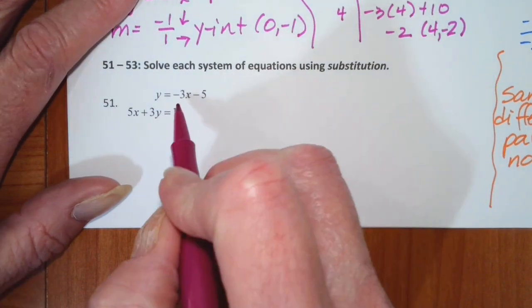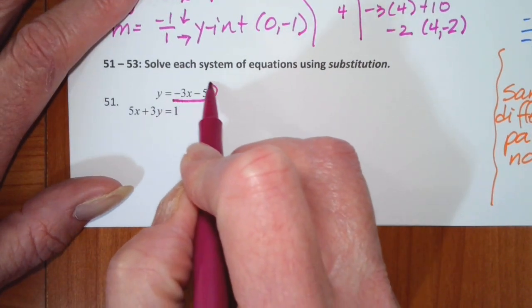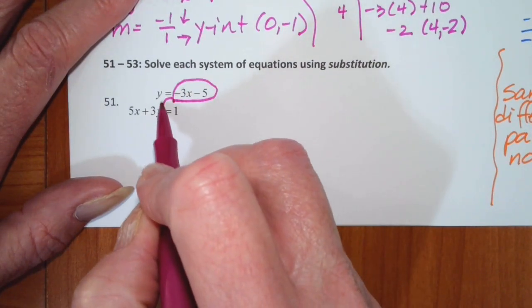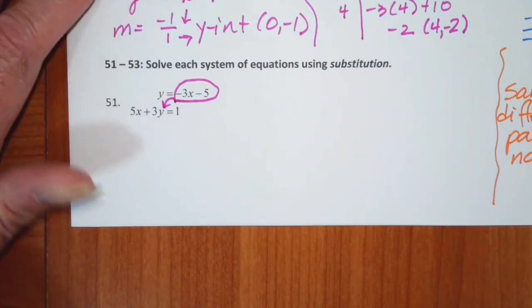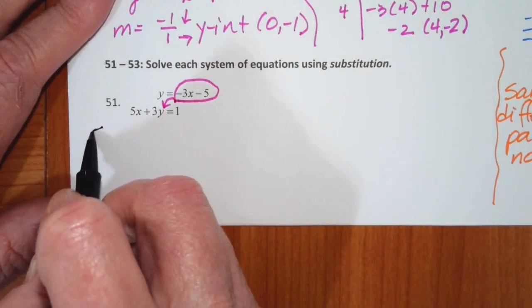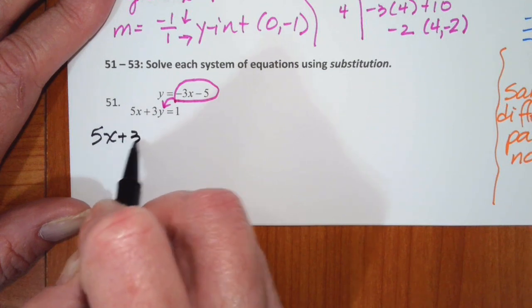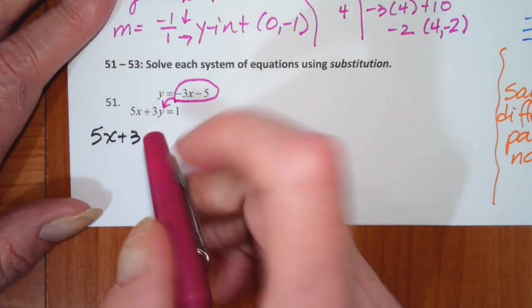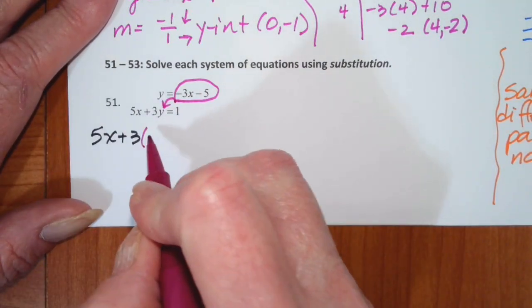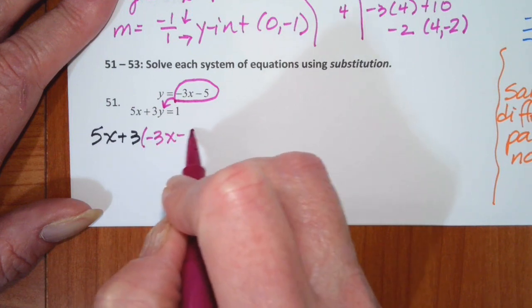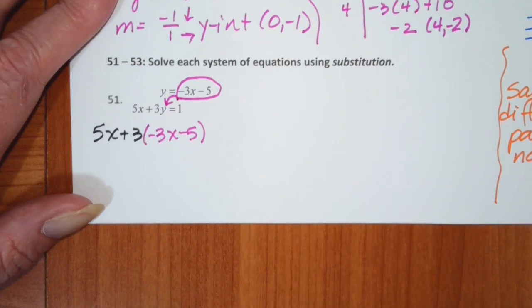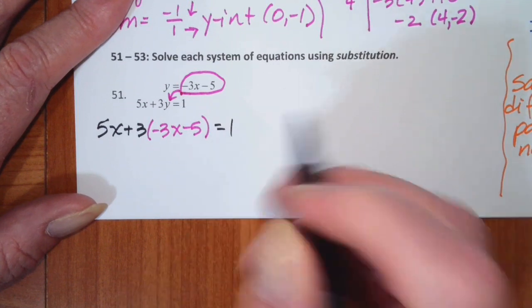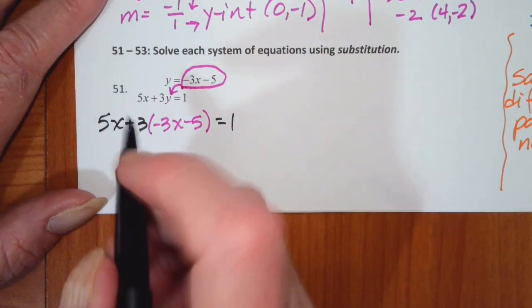So here I know that y is equal to -3x minus 5, so I can plug that in here. So I'm going to have 5x plus 3 instead of y. I'm going to put in -3x minus 5 equals 1. And now I solve this for x.